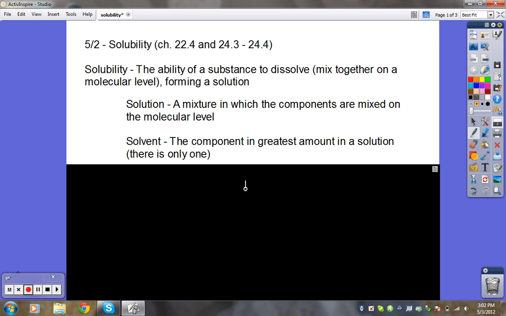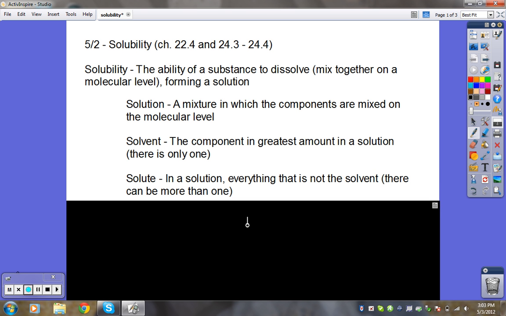In a solution, there are two components, or parts, really. There's the solvent, and that is the component in greatest amount in a solution, and there's only one of these. So, for example, in sugar water, water is the solvent. That's the thing that there's the most of. It's the thing that you are dissolving your stuff into. And then there is the solute, and in a solution that's essentially everything that's not the solvent, and there could be more than one. So if I were to dissolve cocoa powder into water, water is my solvent, and then the cocoa powder is my solute. But if you know anything about cocoa powder, it's actually some cocoa, some sugar, some powdered milk, so all of those things would be the solute.